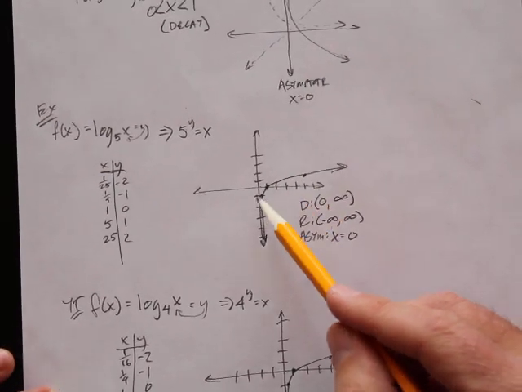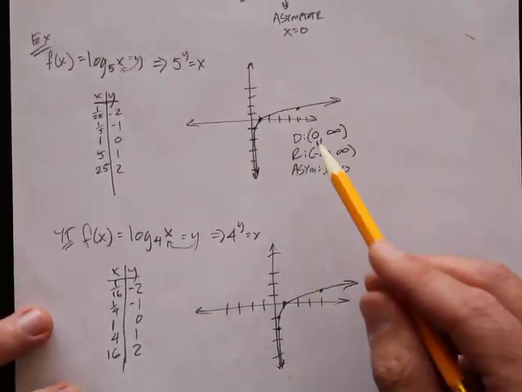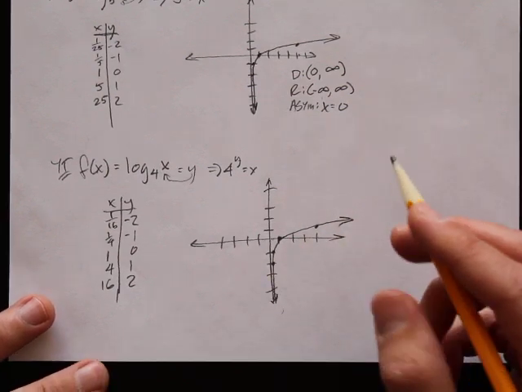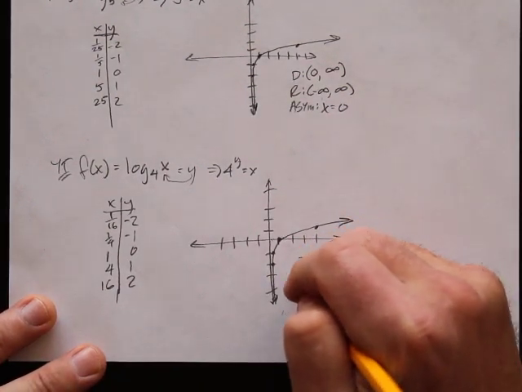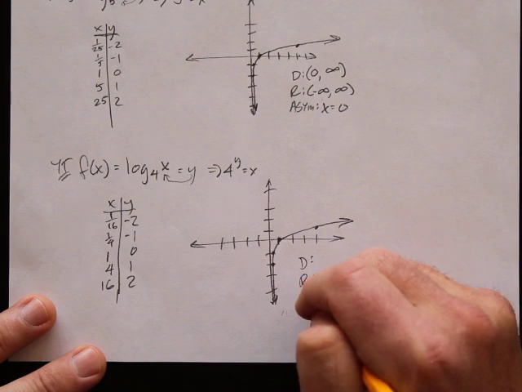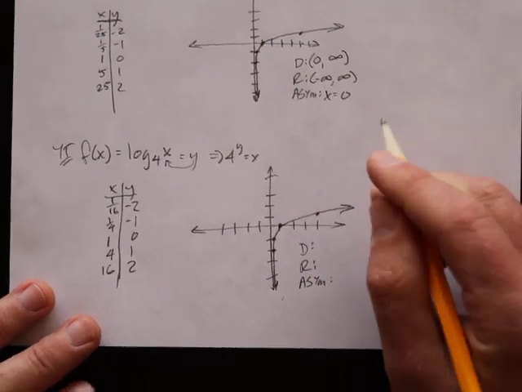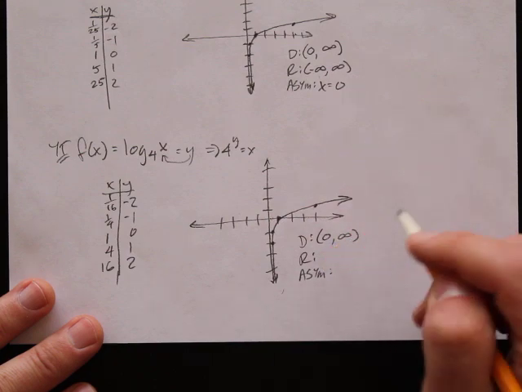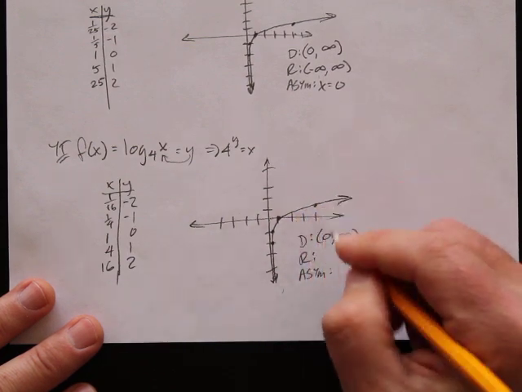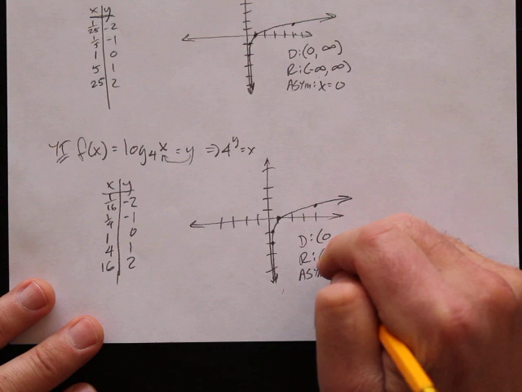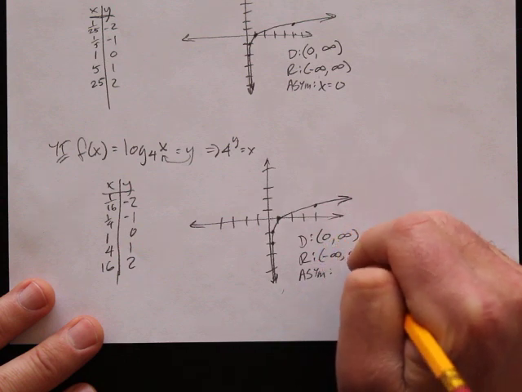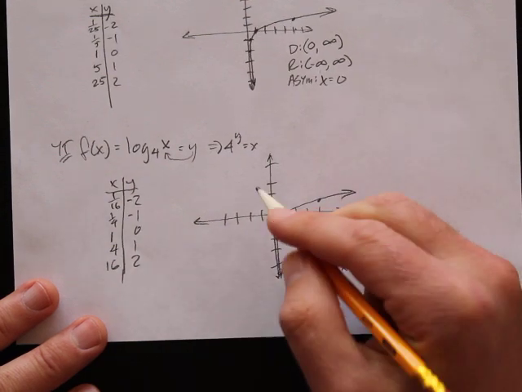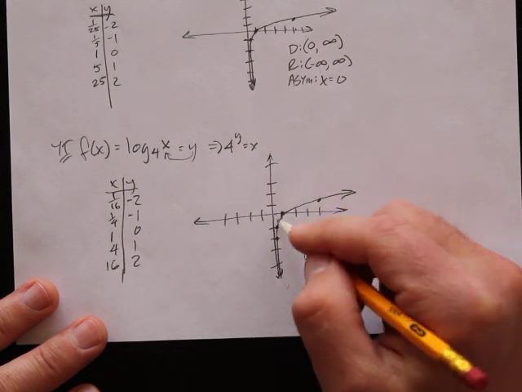So it looks very, very similar to this one, right? Almost the same. And so let's do domain and range and asymptote. Your domain is starting just after 0 to positive infinity, range all the way negative infinity to positive infinity. And your asymptote is x equals 0. This line right here, this will never touch.